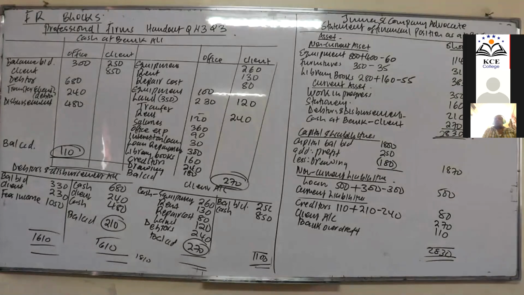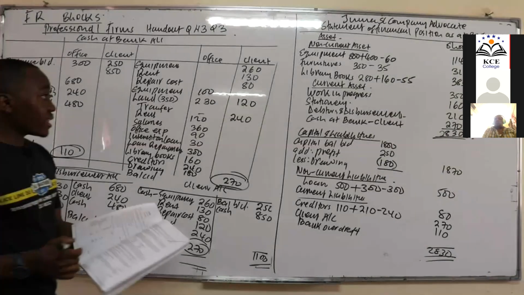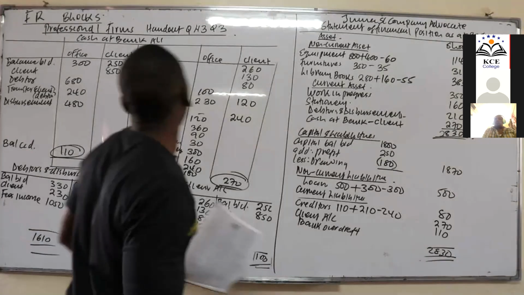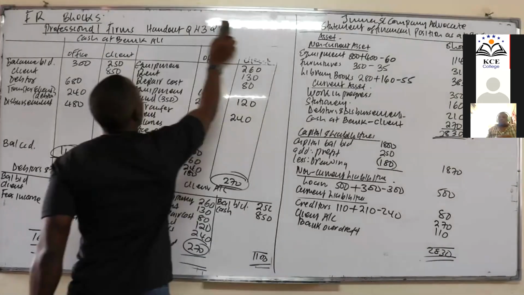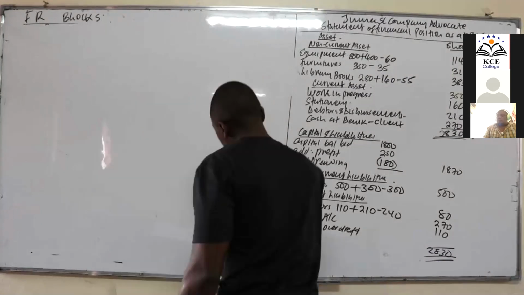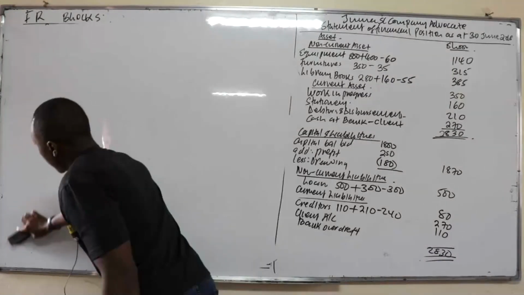So I want us to do now another topic. So that's all about the professional firms. I want us to do a question on banks. How to account for banks. Banks, they are financial institutions. And we say that when accounting for banks, their major source of income are the interest on loans, and also their major expense are the interest on customer deposits.